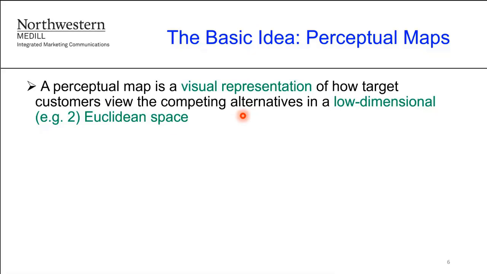Okay, this is just a repetition of the perceptual map that we just saw. This is low dimensional, which means we usually have two dimensions in a perceptual map. This is the visual representation, and this is the perceived position, the positions perceived by customers. Basically, the perceptual map is about reading customers' minds. How they perceive certain brands in this map, that's what we want to figure out from the perceptual map.